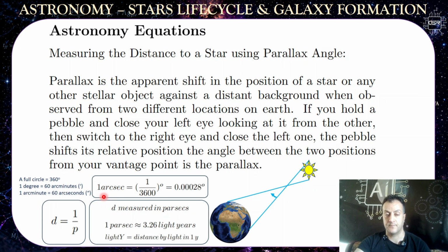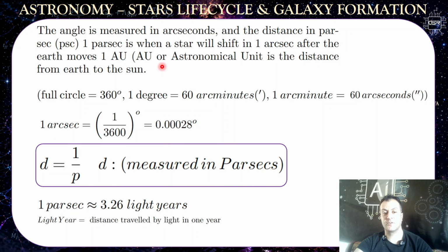The distance, measured in parsec, 1 parsec is approximately 3.26 light years. 1 light year is the distance traveled by light over a period of an entire year. So the distance is equal to 1 divided by p, which is the parallax angle. The angle is measured in arcseconds and the distance in parsecs. 1 parsec is when a star will shift by 1 arcsecond after the Earth moves 1 astronomical unit, which is the distance, by the way, from the Earth to the Sun.